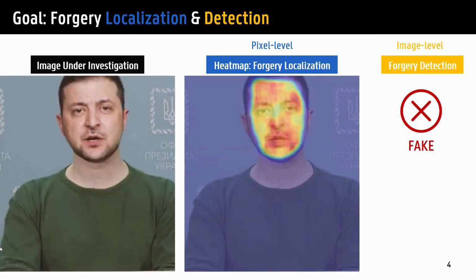So we want to do forgery localization and detection. And here it is important to know the difference between localization and detection. If we have an image under investigation, we can transform that into a pixel level heat map that states for every pixel the probability or the likelihood that that pixel was forged. And then we do localization. On the other hand, we have detection, and that is making a single image level decision whether the image is real or fake.